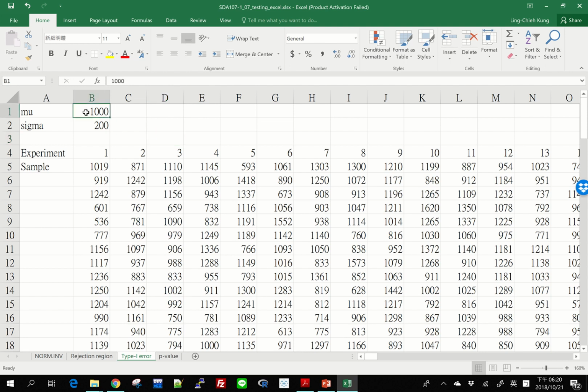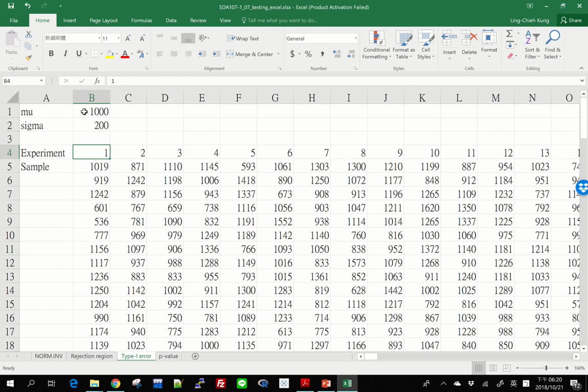So let's see what this is. I still have these numbers. My population is a distribution where mu is 1000 and sigma is 200. To make the experiment easier, I'm going to assume that the population is also normal. Then I'm going to do a lot of experiments, or you can say collect a lot of samples. Today, I collect a sample with 100 as the sample size.